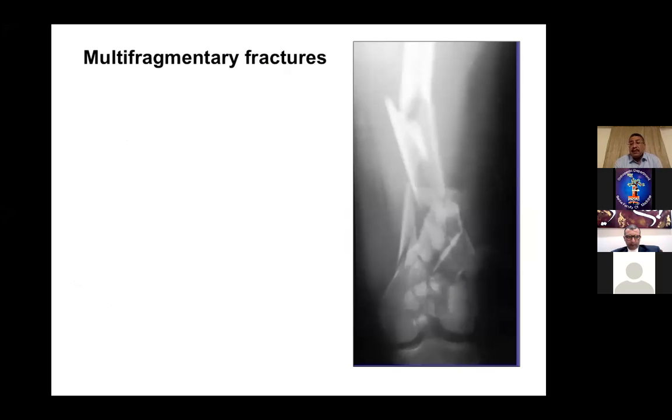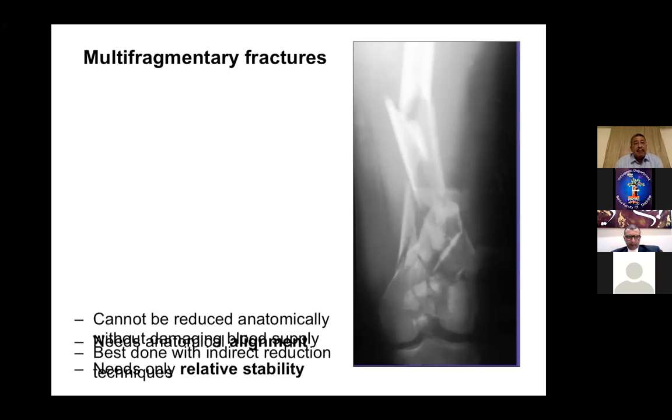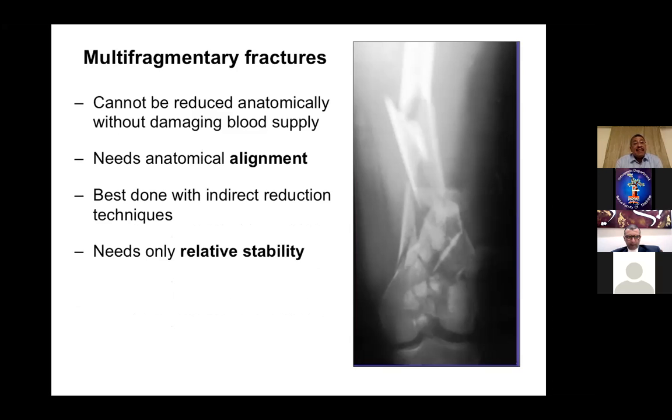These principles are applied to multifragmentary fractures, especially multifragmentary fractures that cannot be reduced one fragment to the other, because it will devitalize the bone fragments. All we need is to have the anatomical alignment. And we use the indirect reduction techniques in order to get the functional reduction.